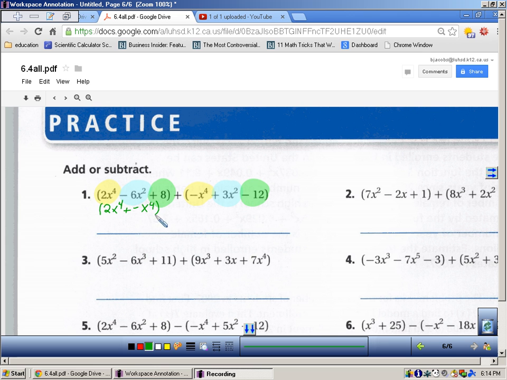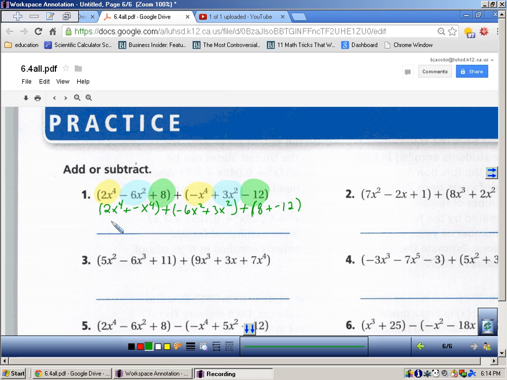Okay. The next group would be negative 6x squared. I'm going to add to that 3x squared. And then the final group would be 8. It says minus 12. And again, what I like doing is I like adding negative 12. It's a preference of mine. Again, this is a parentheses.